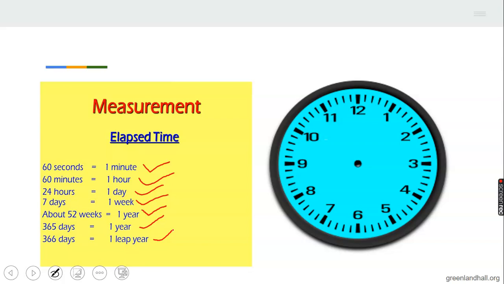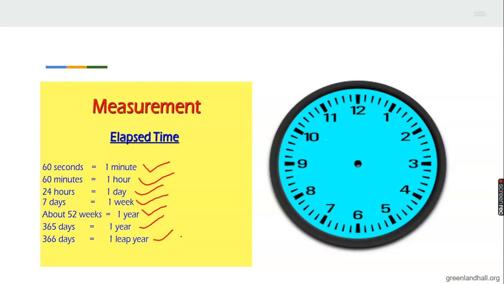Okay, that's for time measurement. Now you are to memorize this because it will help you a lot, especially when it comes to solving questions. It really helps you. But I will explain what each and every one of these means. 60 seconds make 1 minute.